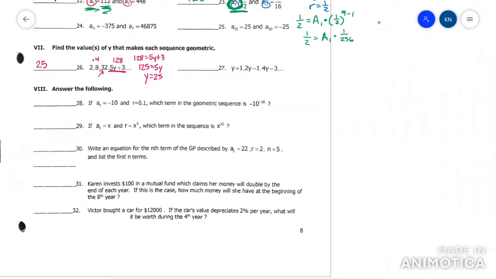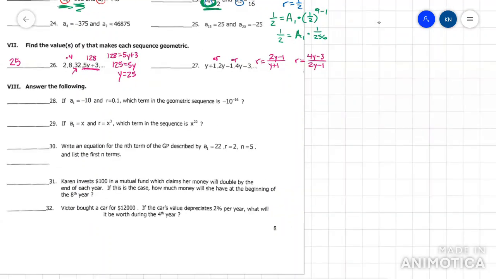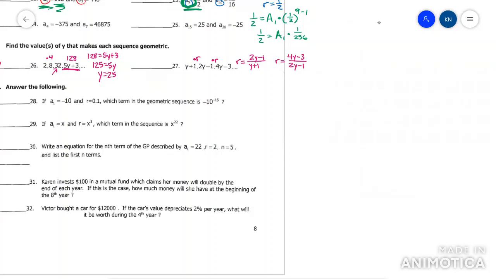Let me show you 27 though. 27, you're probably going to struggle with. You need to realize that y plus 1 gets times by r to become 2y minus 1, which gets times by r to become 4y minus 3. So what that means is 2y minus 1 divided by y plus 1 is r. R is also 4y minus 3 divided by its previous term, which was 2y minus 1. So what you can do here is you can set those equal to each other.